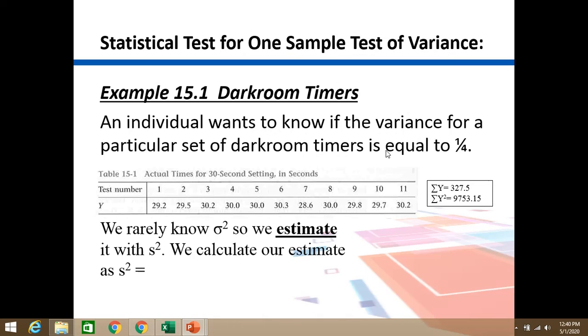Let's look at this chi-square with some examples. So here we have a statistical test for a one sample test of variance.